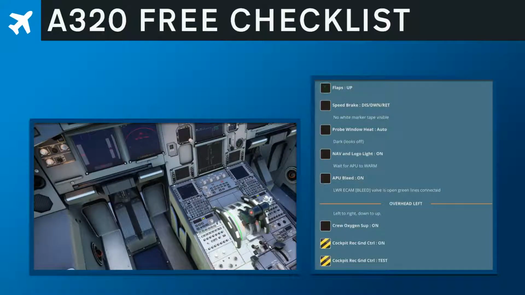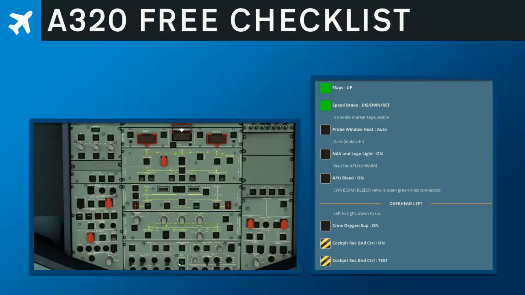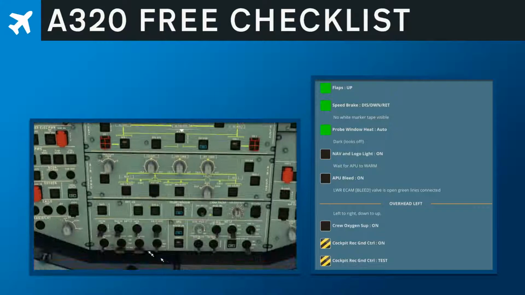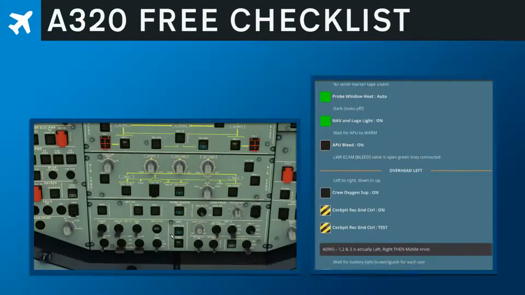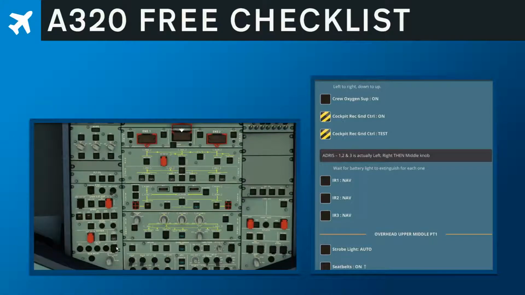Flaps are up, speed brake is down, disengaged. Probe window heat, we go to the overhead and set the pitot probe and nav logo lights. So we zoom in here a little bit, and so nav logo lights are on, and we can then at the same time, where are we, do the APU bleed. Right, next we want to turn on the crew oxygen, which is here.